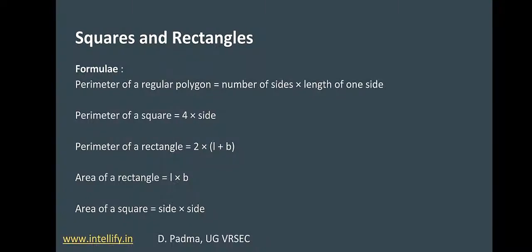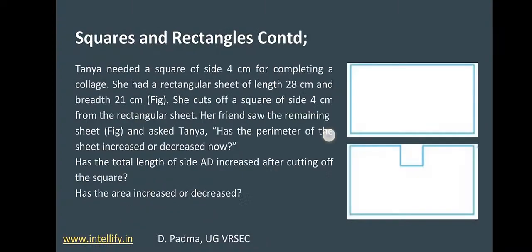So here, perimeter of a regular polygon equals number of sides into length of one side, and perimeter of a square equals 4 into side, and perimeter of a rectangle equals 2 into (L plus B), and the area of a rectangle equals L into B, and the area of a square equals side into side, or side squared. So here let us see some examples.